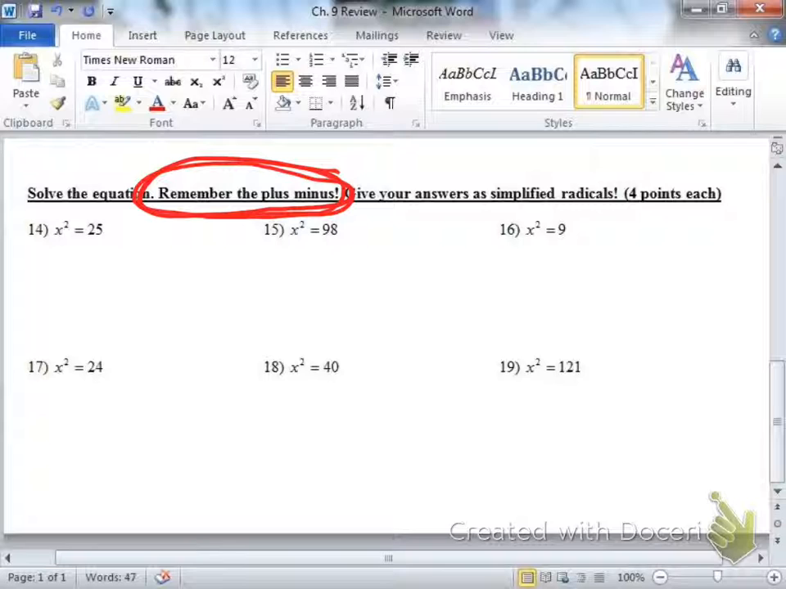All right, number 4, we need to undo squaring the x. How do you undo squaring something? You take the square root. So I need to take the square root of both sides of the equation. The square root and the square undo one another. I'm just left with x equals, this is where you instantly go plus minus. Now, what is the square root of 25? 5. This is a perfect square. You get an answer right away. Boom.